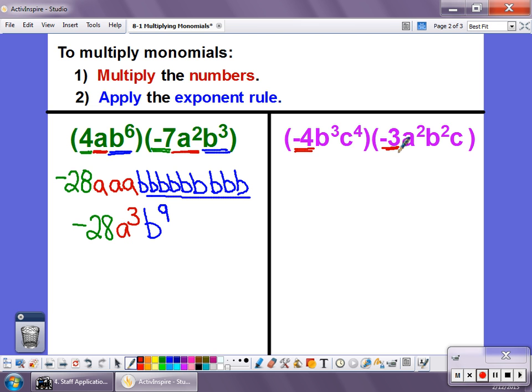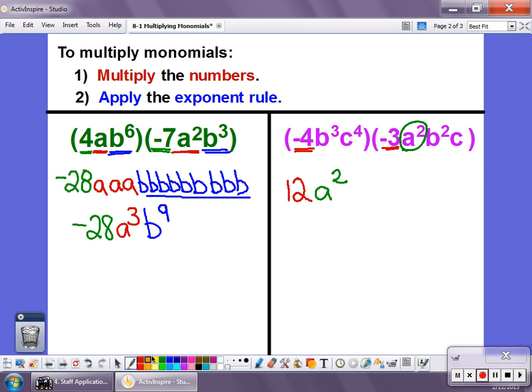The first thing I'm going to do here is multiply my numbers. -4 times -3 gives me +12. Now let's do that exponent rule where I'm just going to add my exponents together. If I look at this monomial here, I have no a's. In this one, I have 2 a's right here, a squared. So there's nothing to combine with that, so that stays by itself.